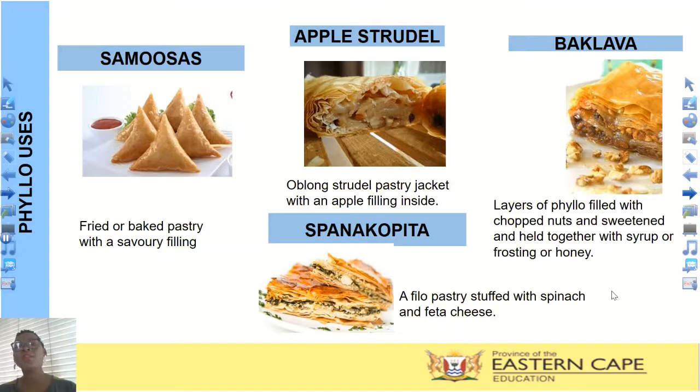Now, what is important about these different products, boys and girls, is that even though you have not made them in a practical lesson, you need to be able to look at them clearly in a picture, should a picture be posed in a question. You need to look at the layers. You need to look at the filling. Then you would be able to determine whether it is a puff, or a short crust, or is it a phyllo. Okay?